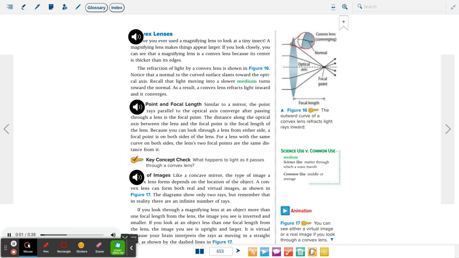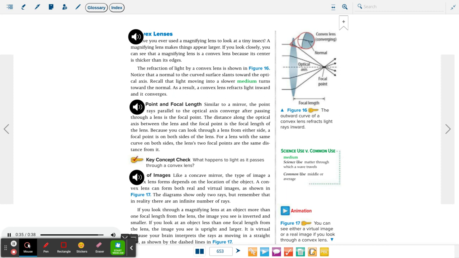Focal point and focal length. Similar to a mirror, the point where rays parallel to the optical axis converge after passing through a lens is the focal point. The distance along the optical axis between the lens and the focal point is the focal length of the lens. Because you can look through a lens from either side, a focal point is on both sides of the lens. For a lens with the same curve on both sides, the lens's two focal points are the same distance from it.